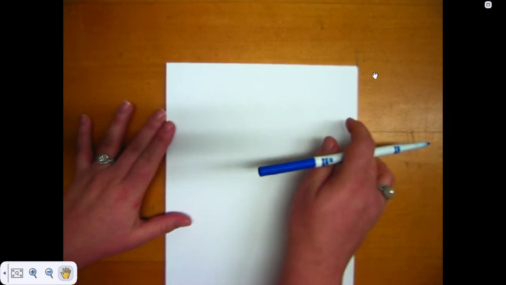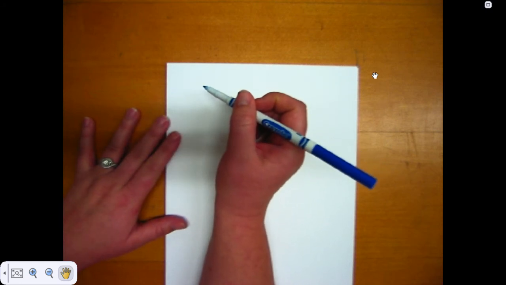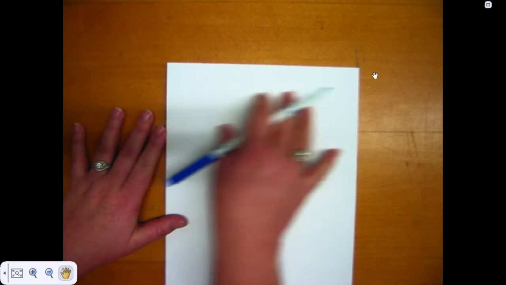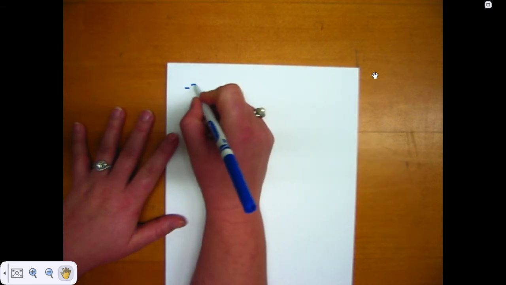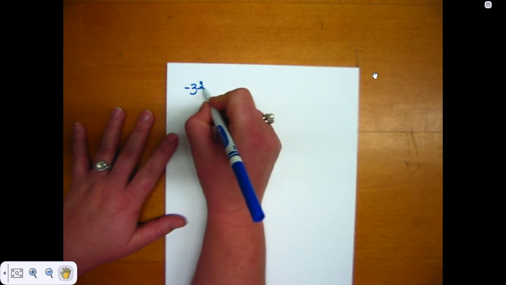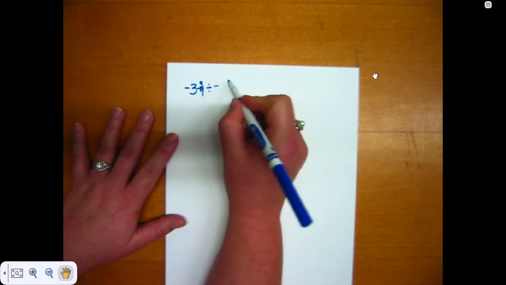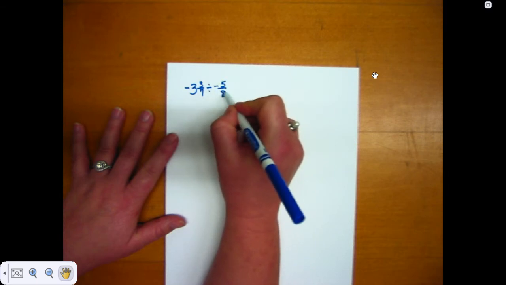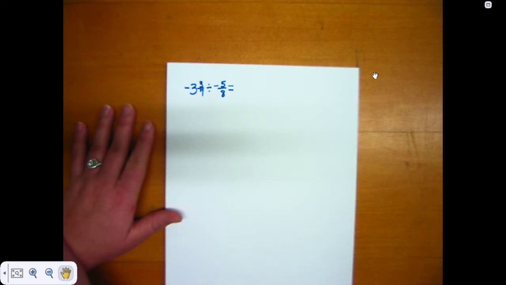Okay, I'm going to give you one to try. You're welcome to pause this video and try to work it out yourself before you play it again and we get the answer. So let's do negative 3 3/7 divided by negative 5/8. Negative 3 3/7 divided by negative 5/8. Go ahead and pause this video and try it on your own.